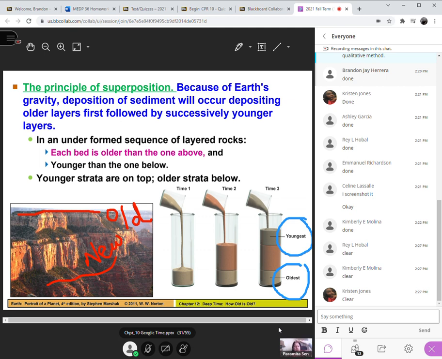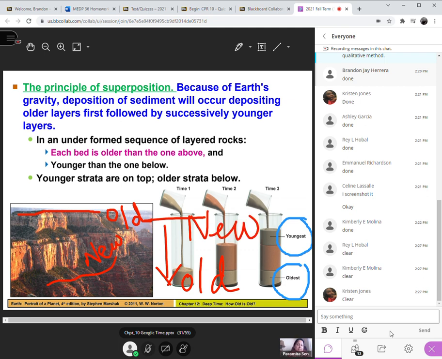Why do we have old rock at the top and new rock at the bottom? This is because there was a total upliftment after these rock layers were deposited one after another. Just remember, this is called the principle of superposition, according to which the old layer should be at the bottom and the new layer should be at the top.